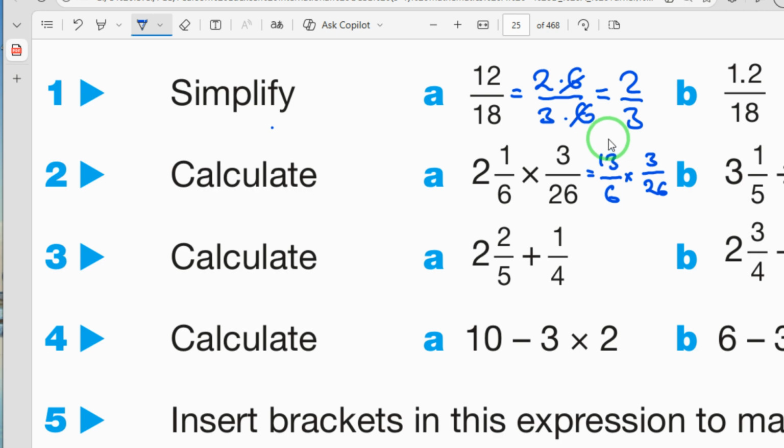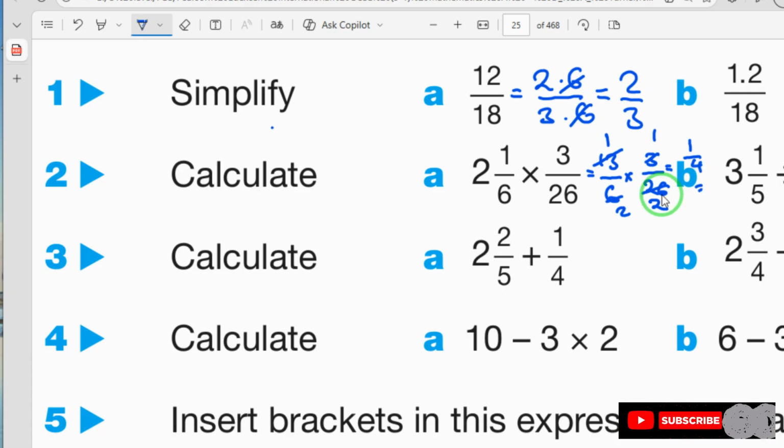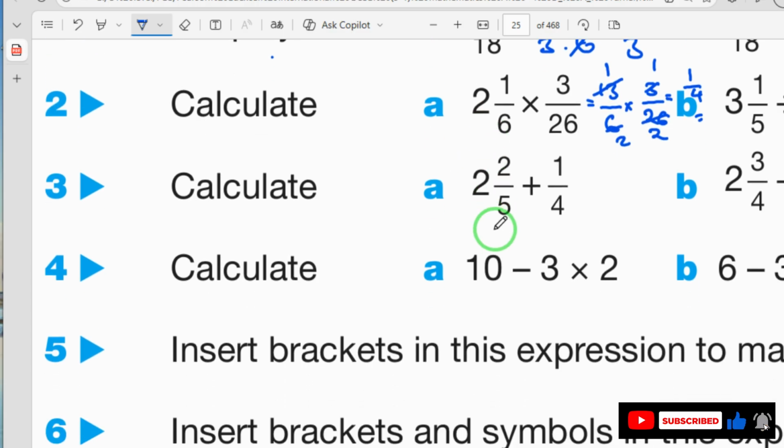Here we simplify: 1 times 13 and 2 times 13 is 26. Here 1 times 3 is 3, 2 times 3 is 6. So the final answer is equal to 1 multiplied by 1 is 1 and 2 times 2 is 4. We write 1 over 4. This is the answer. Question number 3.